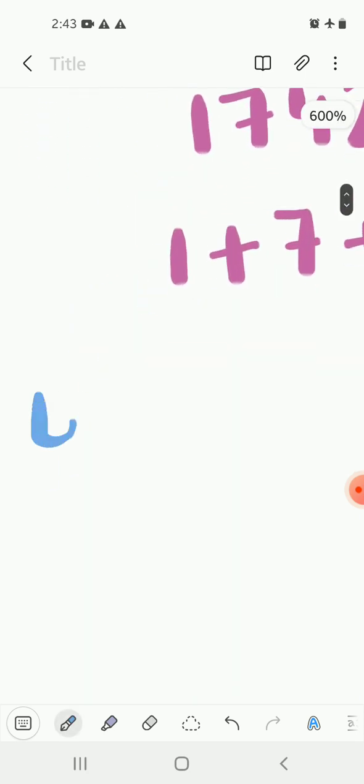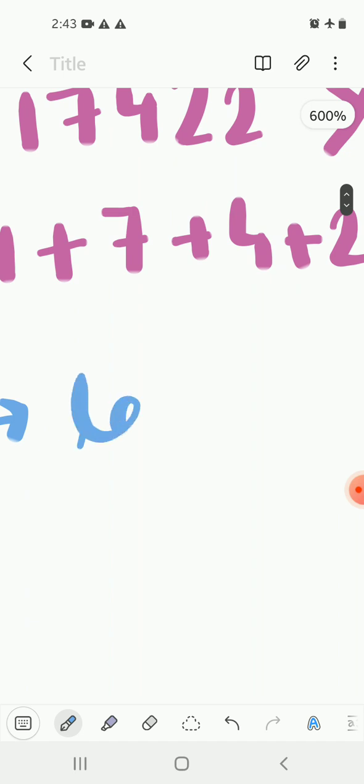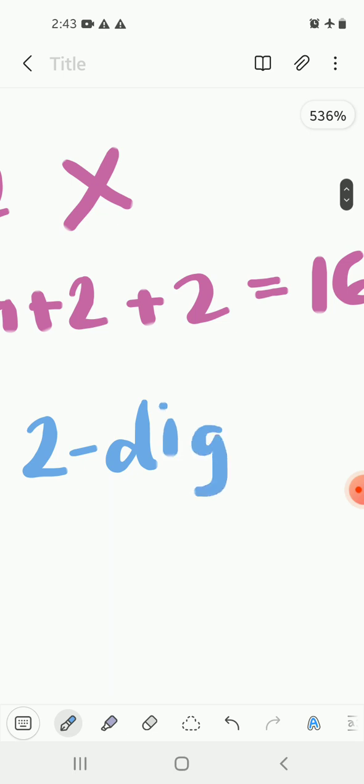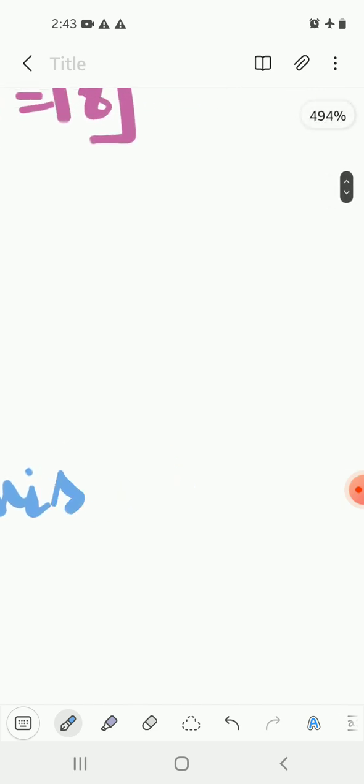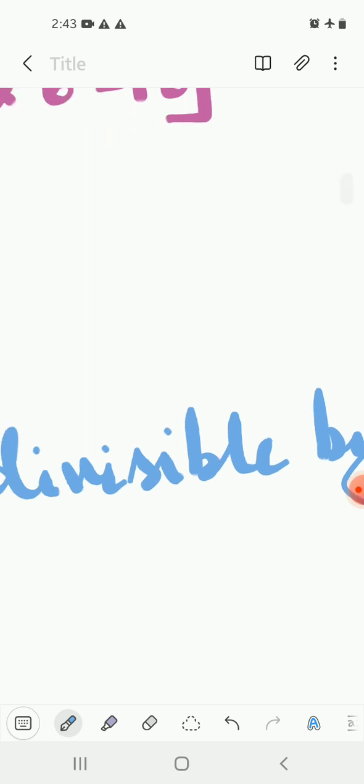Now we will move to the rules of divisibility for 4. It is simple. For divisibility of 4, no matter how big the number is, just check the last two digits. If the last two digits of the number are divisible by 4, that is, we find the number in 4's table, then we can say that the whole number is divisible by 4.